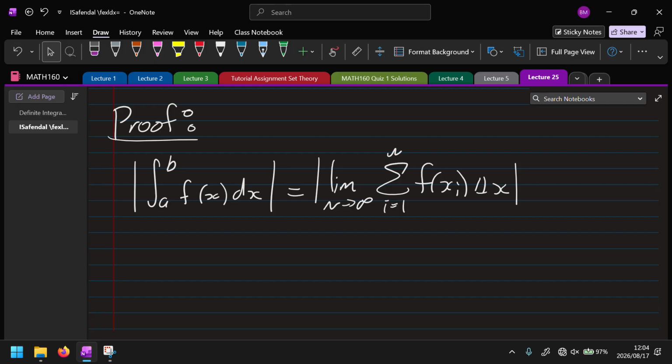Good. The absolute value function there is continuous, so the limit can come out.